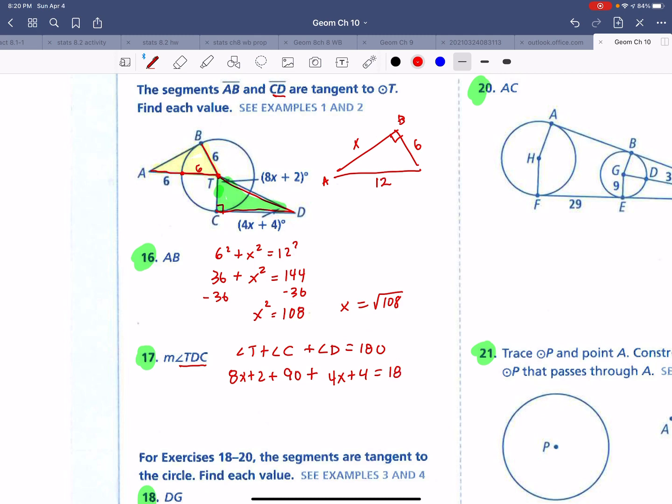So using some algebra, we can solve this. Let's just combine these. We'll get 12x. So that's 92, 93, 94, 95, 96. Okay, so I got 96. Get 4. So 84 divided by 12. What do we get? Some kind of a decimal.